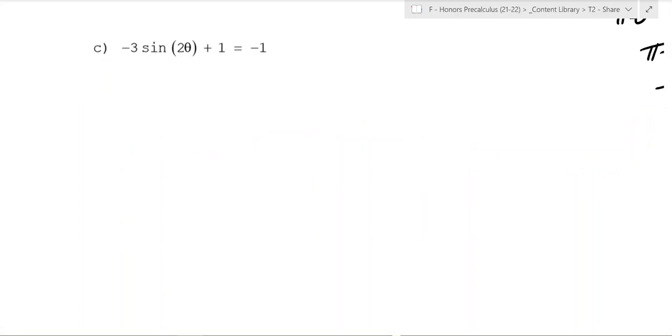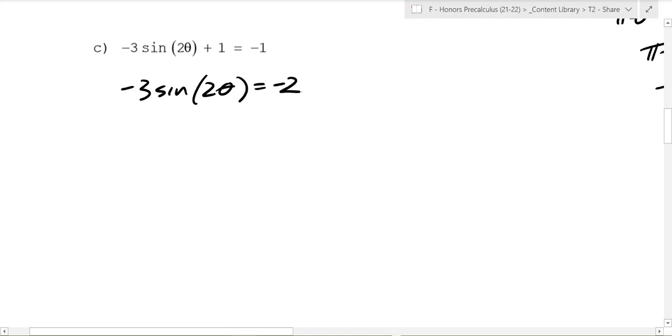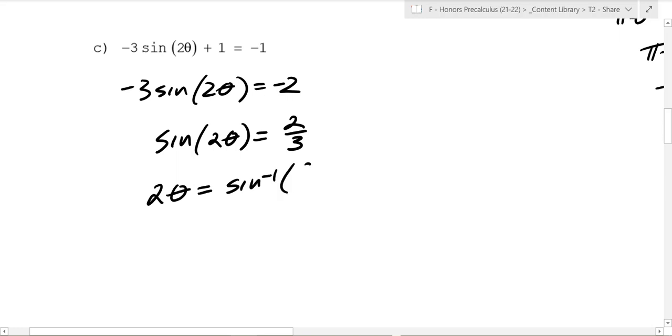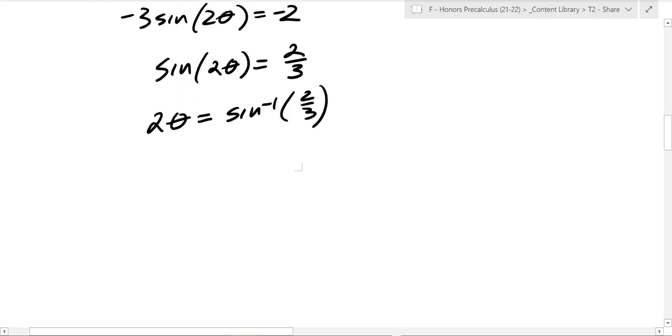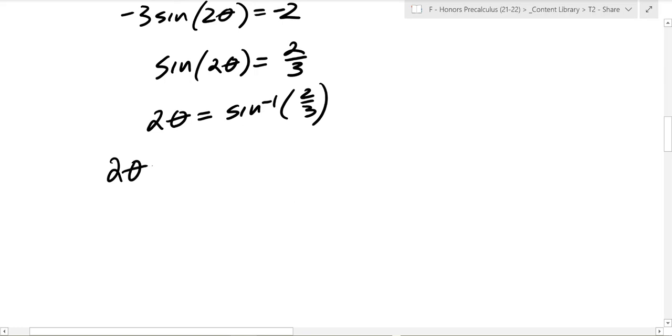So let's keep going here and do something similar. So on this one, you get negative 3 sine of 2 theta, subtract 1 is equal to negative 2, divide by negative 3, so you get sine of 2 theta is equal to 2/3. It becomes positive because it's negative over negative. Now this is something you need your calculator for. So you know that 2 theta is equal to sine inverse of 2/3.